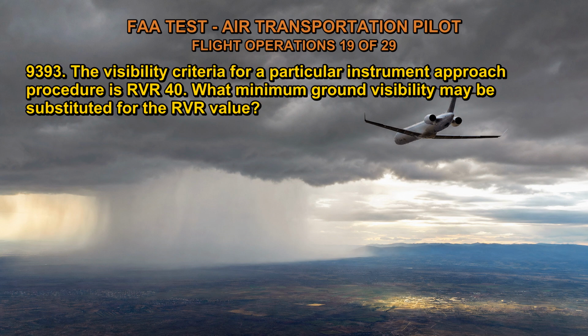9393. The visibility criteria for a particular instrument approach procedure is RVR 40. What minimum ground visibility may be substituted for the RVR value? A. 5/8 sm. B. 3/4 sm. C. 7/8 sm.